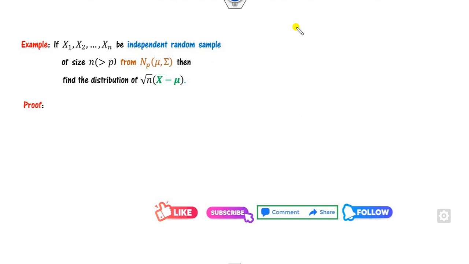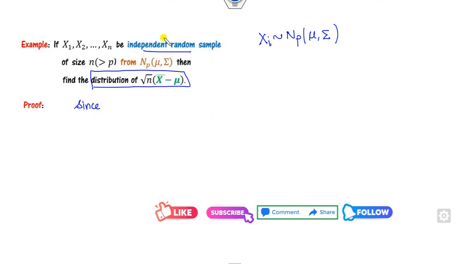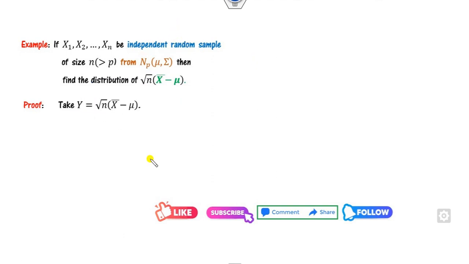Look at the second example or second result. If the xi's are again independent and random samples taken from a multivariate normal distribution, then your target is to find the distribution of this quantity. Again, very simple. Since the xi's are independent and random samples, I can start with y.